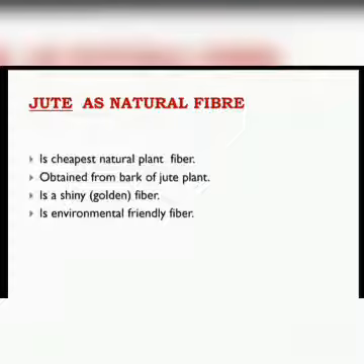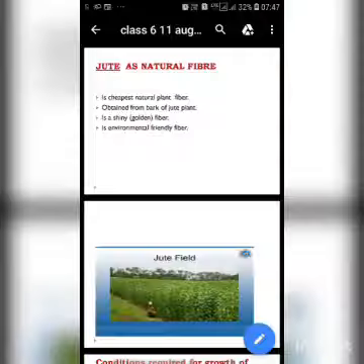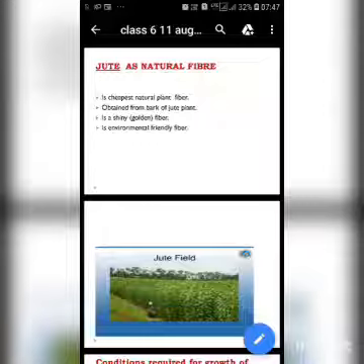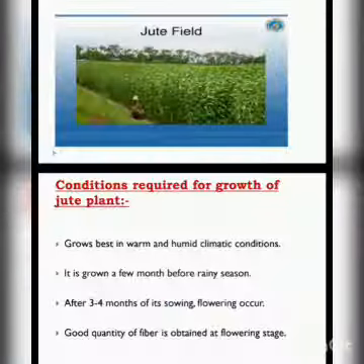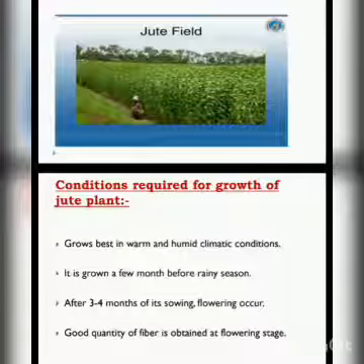Next, what are the conditions required for the growth of the jute plant? Number 1, it grows best in warm and humid climatic conditions. Second, it is grown a few months before the rainy season. Third, after 3 or 4 months of its sowing, the flowering occurs, means the flowers come after 3-4 months of sowing. A good quantity of fiber is obtained at the flowering stage.